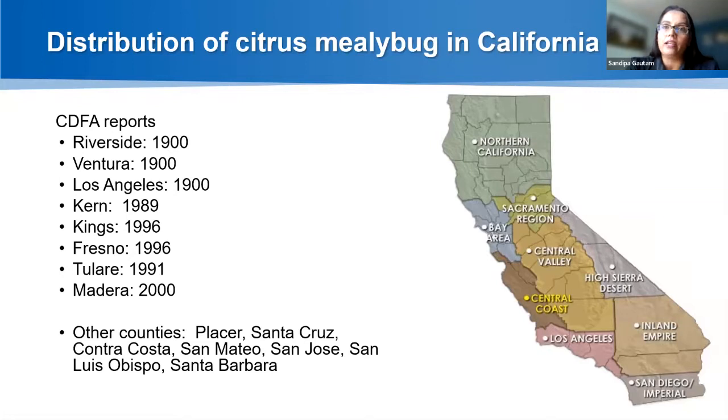And in the Central Valley, the earliest report was from Kern County in 1989, and in Kings, Fresno, and Tulare County also in the 1900s, and the most recent one from Madera County in 2000. And they have been reported from many other counties in Northern California and also on the Southern coast. So they have been around for quite a while.